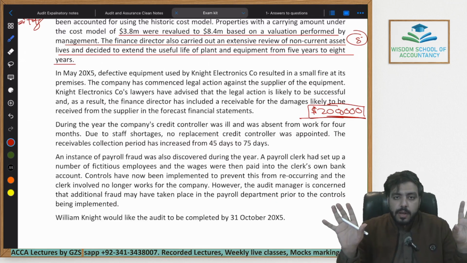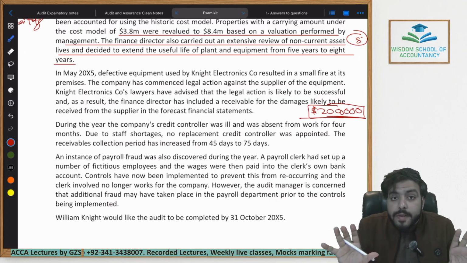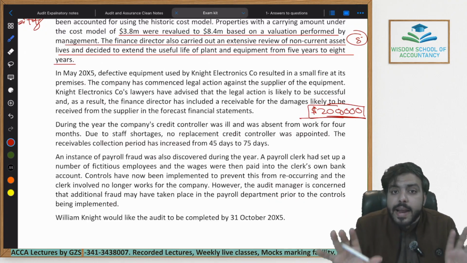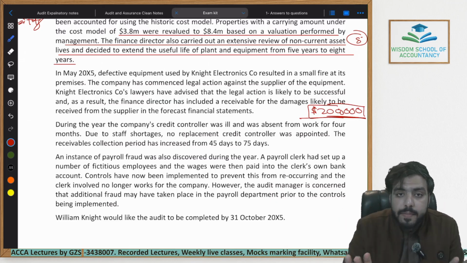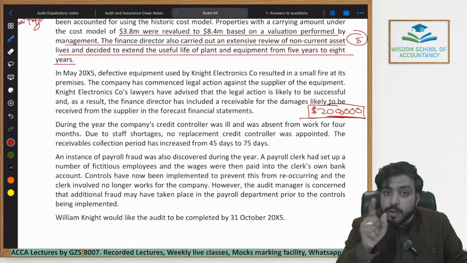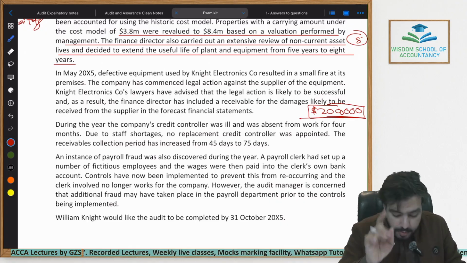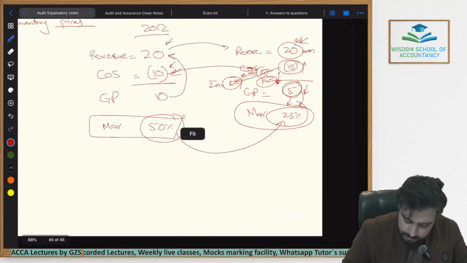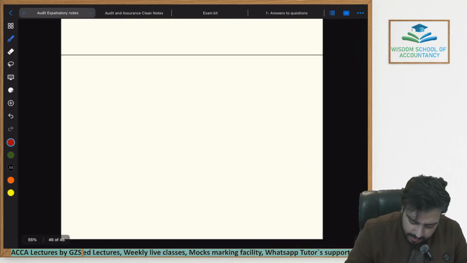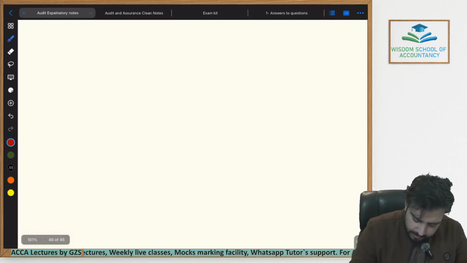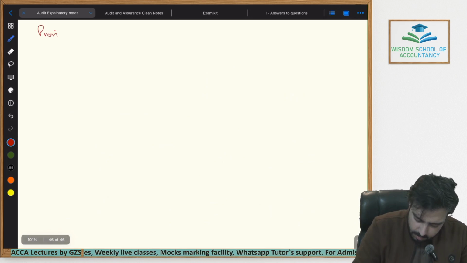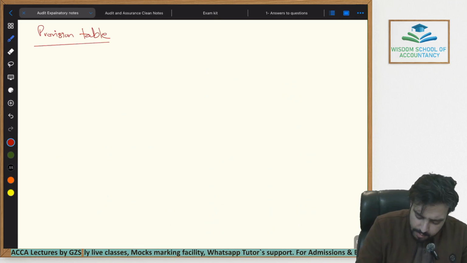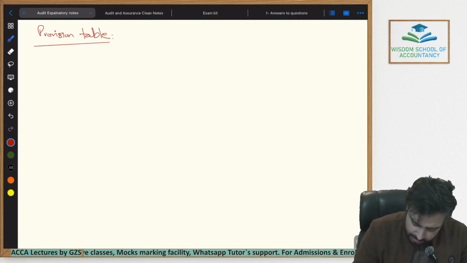Don't worry about it. If it is virtually certain about a provision receivable that it will be received, then you can record it as a receivable. If you remember that specific table, let me create that table first of all. Provisions table. So if you remember this table, what was this table?